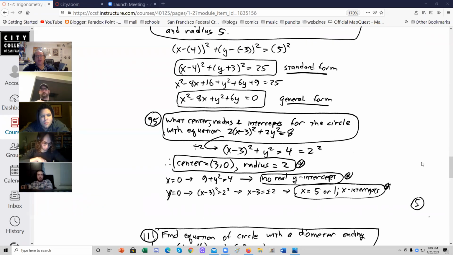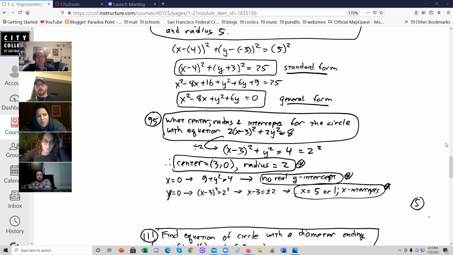What are the center, radius, and intercepts for the circle with equation twice x minus 3 squared plus y squared equals 8? Well, first, there are these twos in the way. Let's get rid of them by dividing throughout by 2. Then x minus 3 squared plus y squared equals 4, which is 2 squared. So the center is 3, x minus 3, and this is really y minus 0, so the center is 3 by 0. 4 is 2 squared, so the radius is 2.